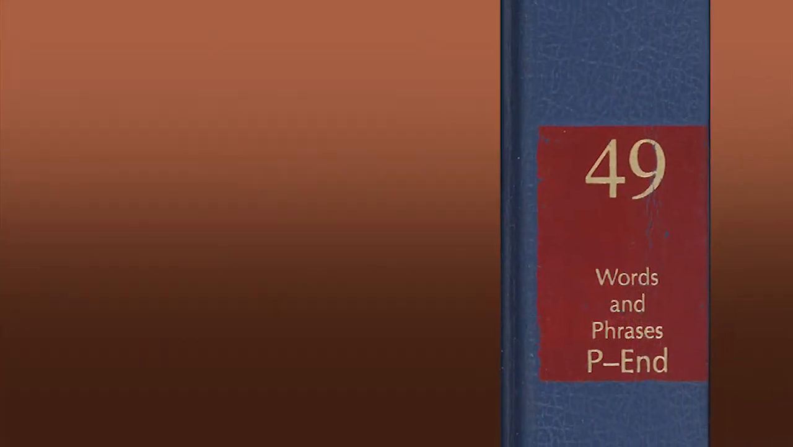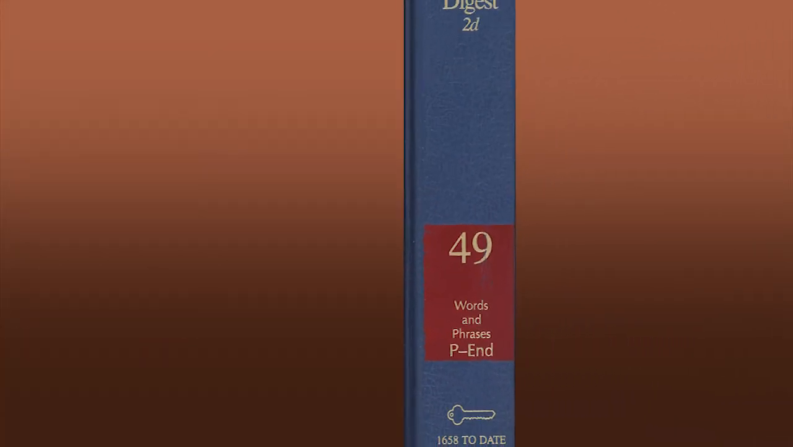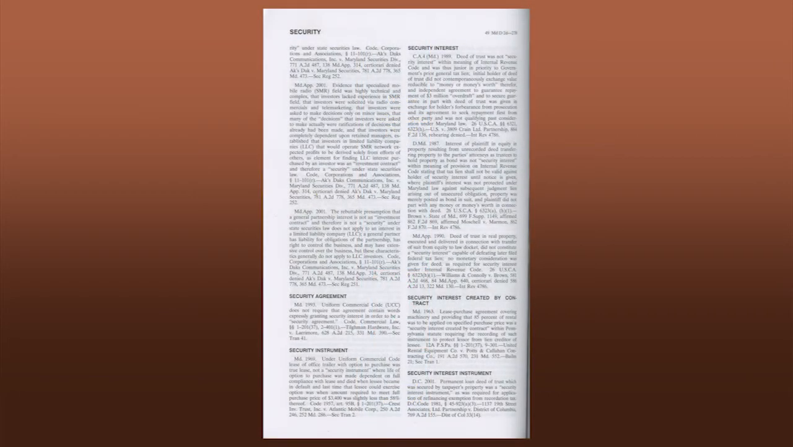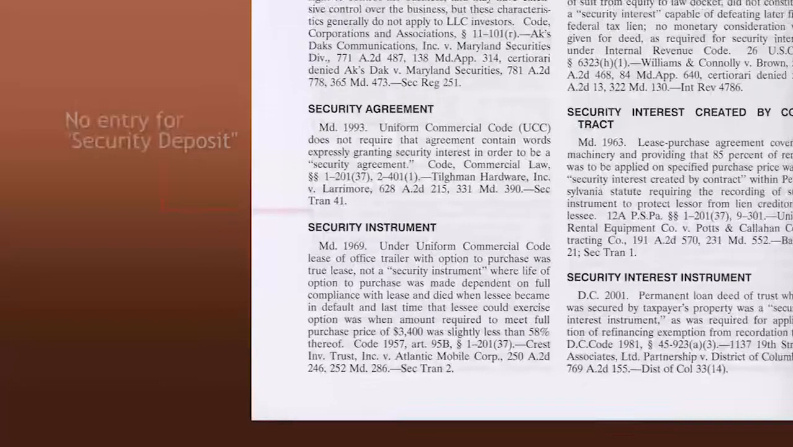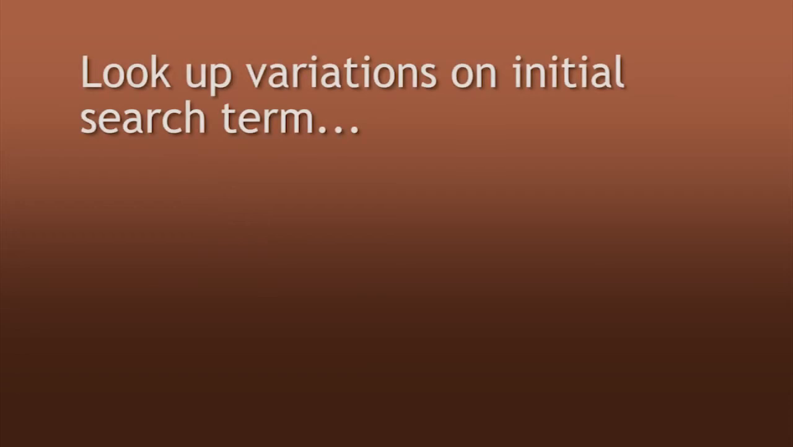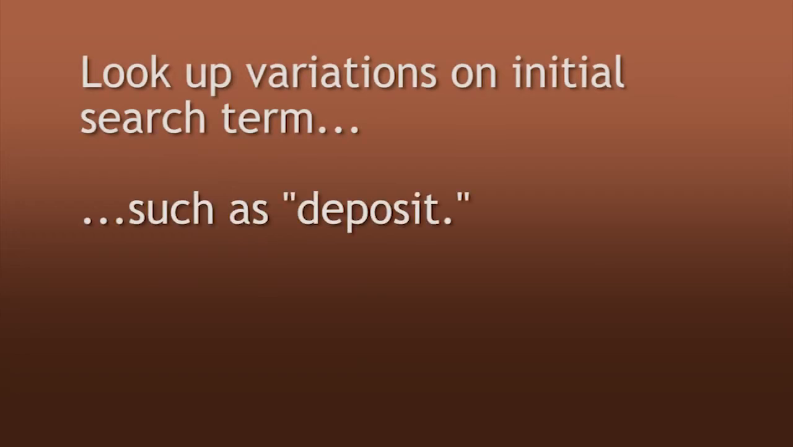We go to the last volume of this set with words starting with the letter P to the end of the alphabet. When we look up security deposit, we find no entry. Before assuming we are done with this term, we should always try looking up variations on our initial search term. So now we will look up just the word deposit.